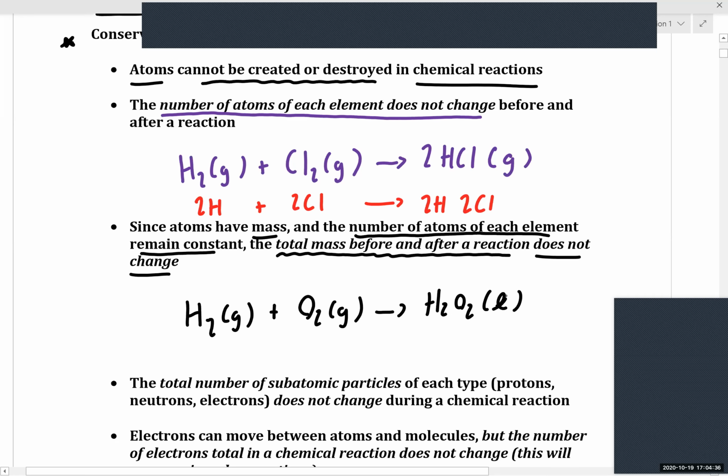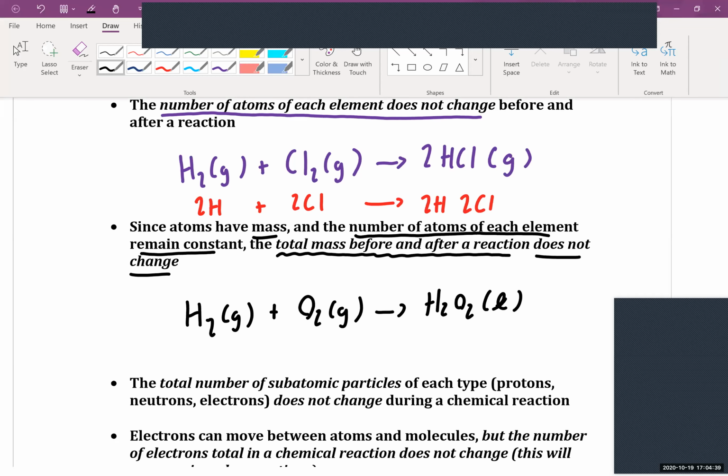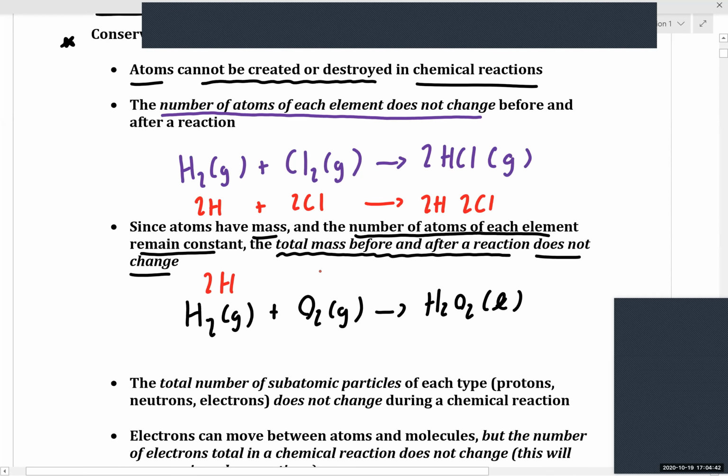Now, one thing that's really cool about this process is that we know that we have two hydrogen atoms, two oxygen atoms on the left. We have two hydrogen atoms and two oxygen atoms on the right. These two hydrogen atoms have a mass of 2 grams. These two oxygen atoms, if we have a mole of them, will have a mass of 32 grams per mole. And at the end of our chemical reaction, we get a molecule of hydrogen peroxide, which has a total mass of 34 grams per mole. Does everyone see how the mass on our reactant and product side is the same?